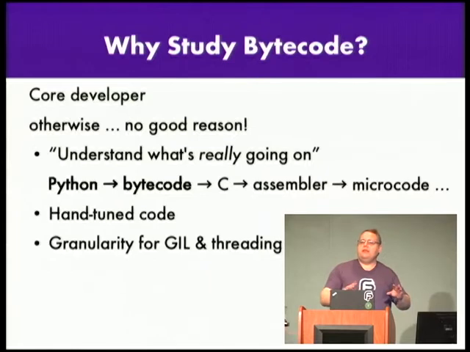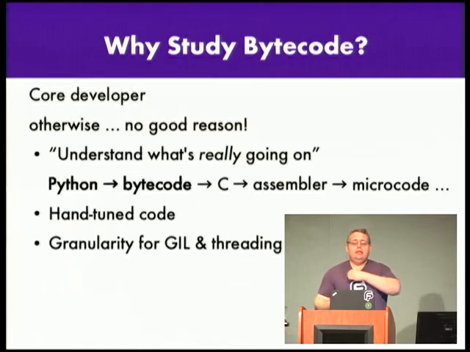Finally, and this is probably the most reasonable if you're not going to be a core developer, if you're a pure Python developer, one reason to understand bytecode is that this is the granularity at which the Python interpreter will switch between threads. This is the granularity of the GIL. So if you have a statement like a equals 3 plus 4, that breaks down into a couple of bytecode instructions, which you'll actually see in a minute. And the GIL could jump to another thread between any of them. It'll never switch in the middle of an opcode.